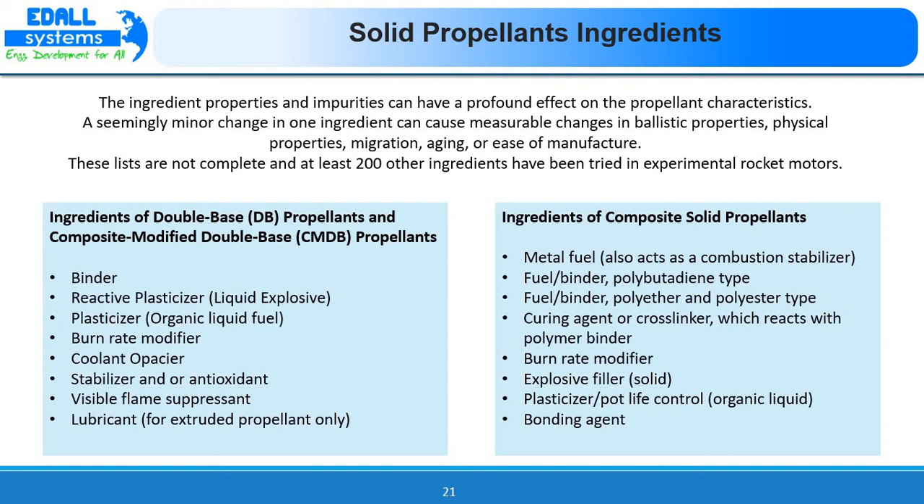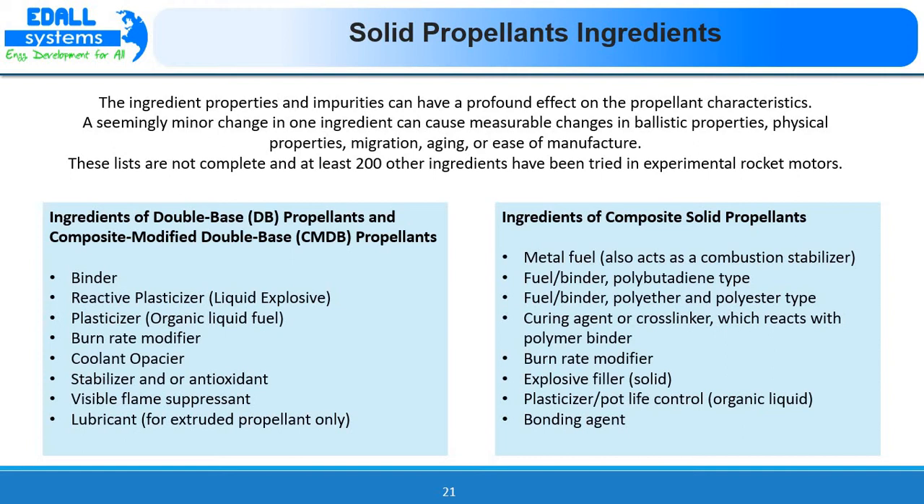There are some ingredients which are present only for double base propellants and some which are present only for composite propellants. This is because both of them are manufactured in different processes. Under composite solid propellants, we have metal fuel, which will also act as a combustion stabilizer. Then the fuel and the binder, that is polybutadiene type or polyether and polyester type. Then the curing agent or cross-linker, which reacts with the polymer binder. Then burn rate modifier, explosive filler, plasticizer for pot life control, and bonding agent.